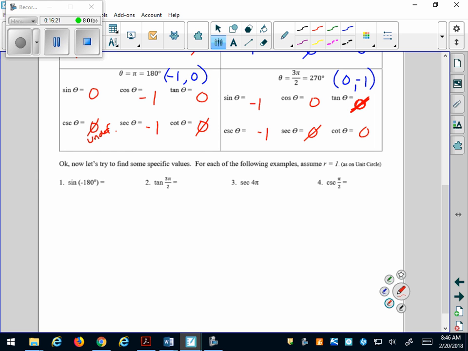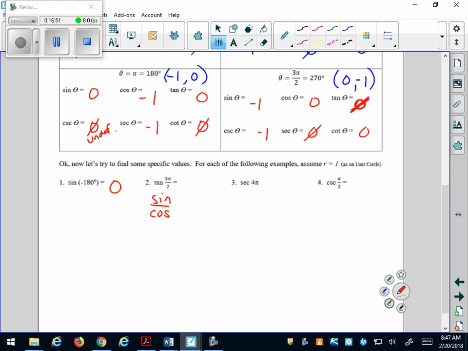think about the unit circle with the radius of 1. These are all still quadrantal angles, right? But they're talking about them a little bit differently. This is -180 degrees. It's still going to be the same as 180 degrees, right? And if you're talking about the sine, remember that's the y. So what's that going to be? 0.